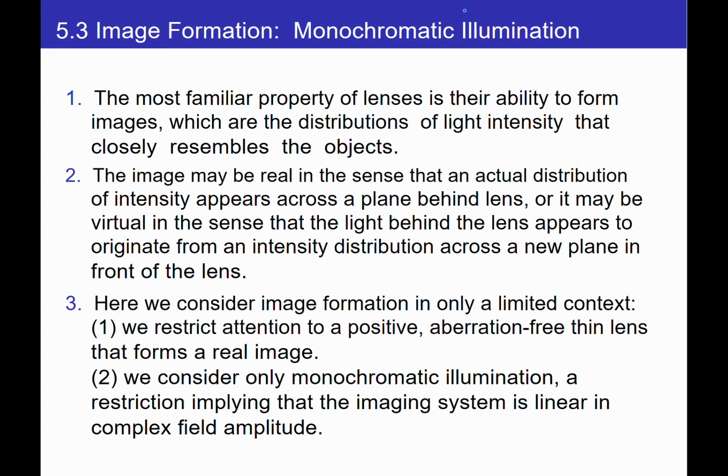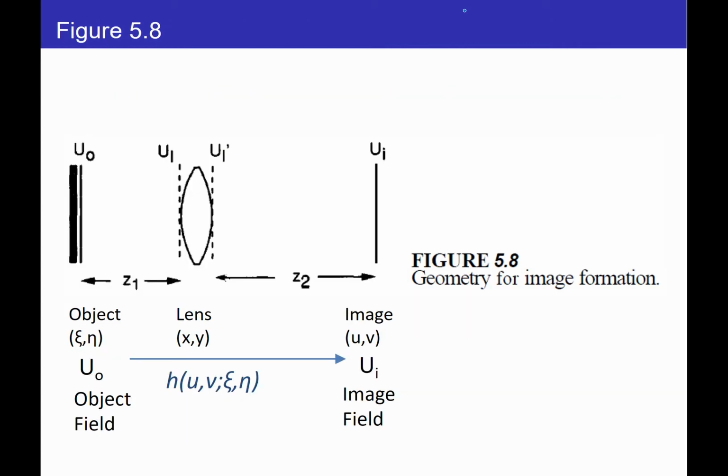Hello, we are going to continue on discussion for chapter 5. So today we are going to talk about the monochromatic illumination and how to get the image from a lens. So what we are going to consider is the following coordinate.